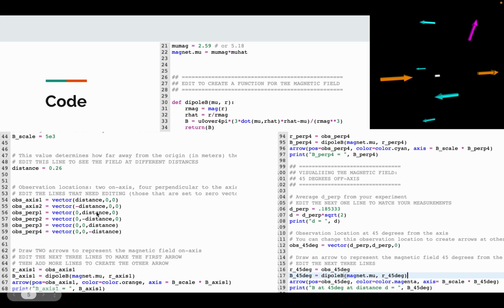As we can see here, I have the vectors for all of the axes, and then the arrows and all of that were calculated for each one. Here I have one of the examples for the on-axis and one for the perpendicular axis. And then this one is for the 45-degree angle one.